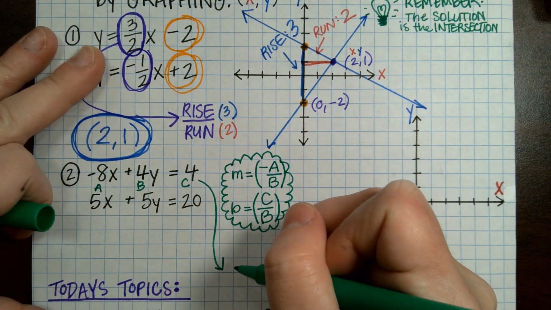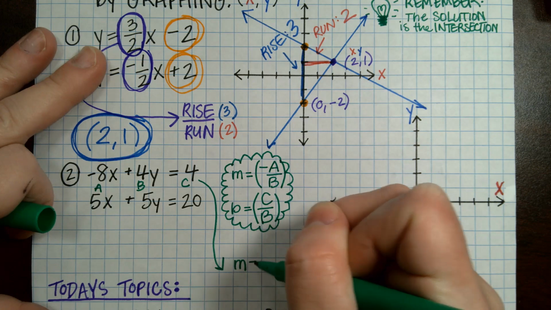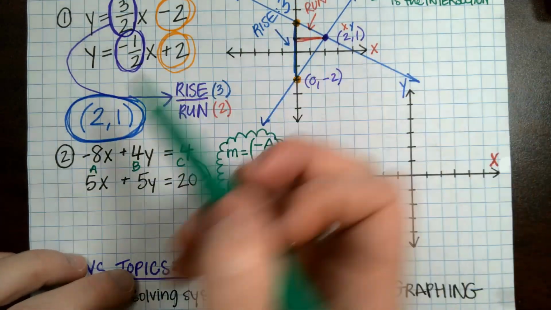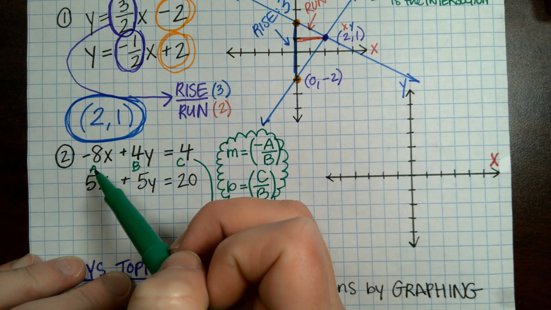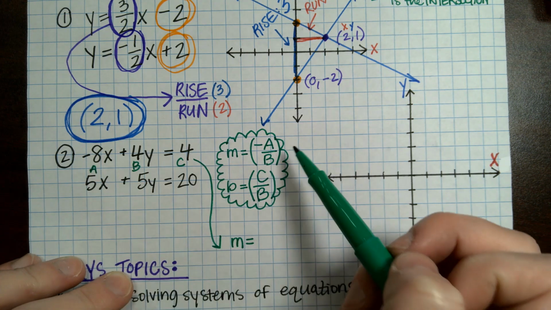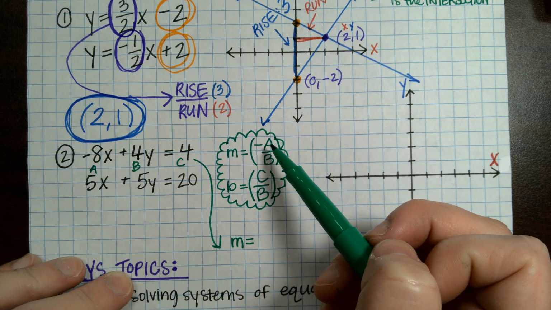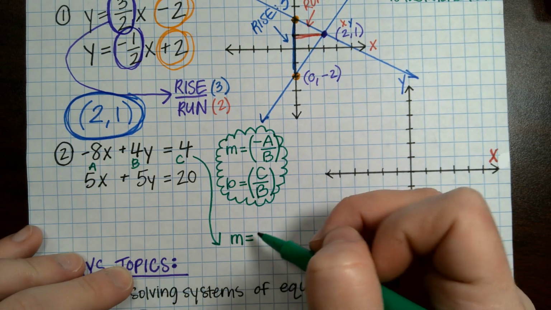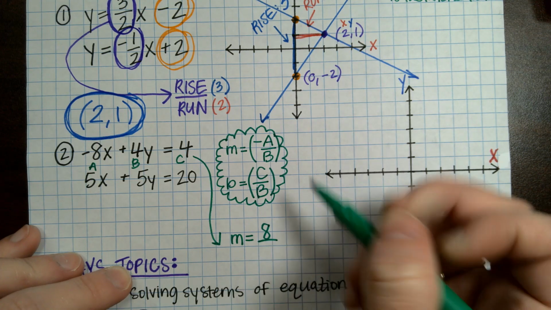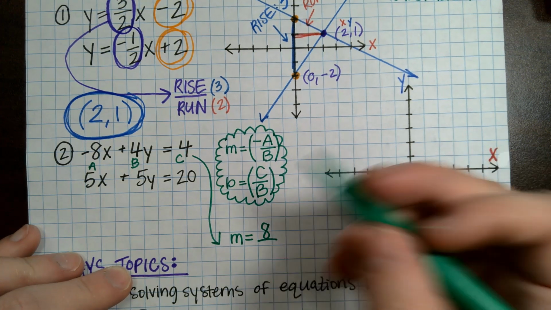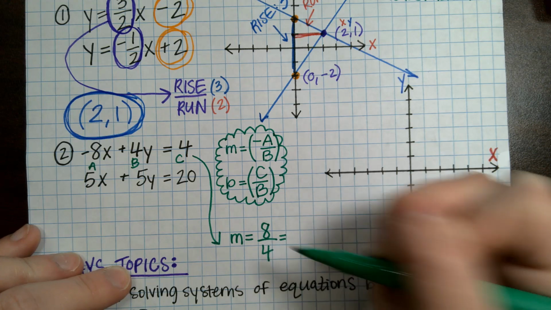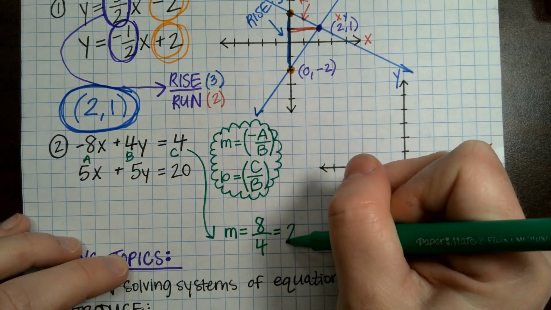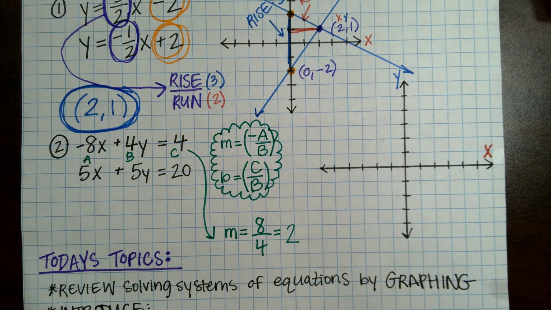If I wanted to find my slope, what is that going to be? We've got negative 8 is our A. So if I want negative A, we've got to switch it. So our negative A is going to be 8. And what's our B? 4. 8 over 4. Can we simplify that? Yeah, so that's going to be 2. All right, so we've got our m.